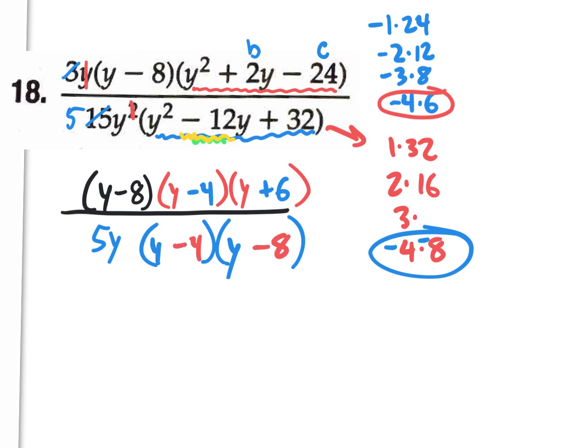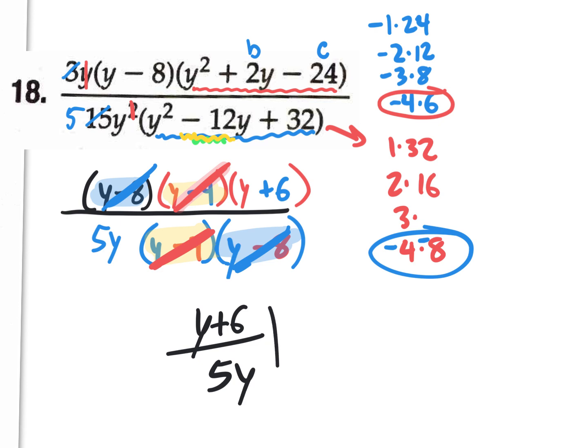Now everything is factored. Now we could look and see what is identical on top and on the bottom. What could I cancel? This y minus 4, I could cancel with that y minus 4. And this y minus 8 over here, I could cancel with that y minus 8. So let's do that. Let's cancel out the y minus 4. Whoops, need a pencil, not a highlighter. Y minus 4 cancels with the y minus 4, and the y minus 8 cancels with the y minus 8. So my final answer is y plus 6 over 5y.